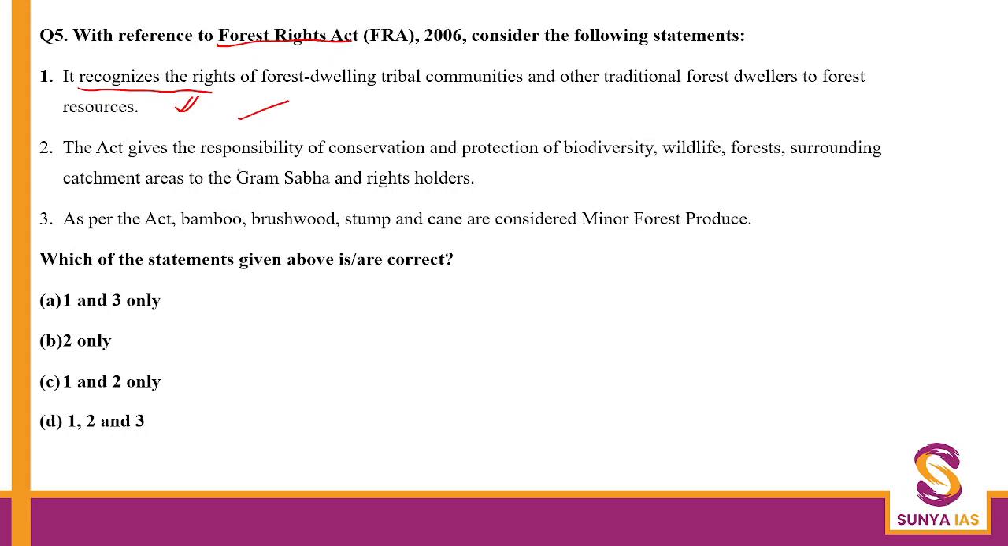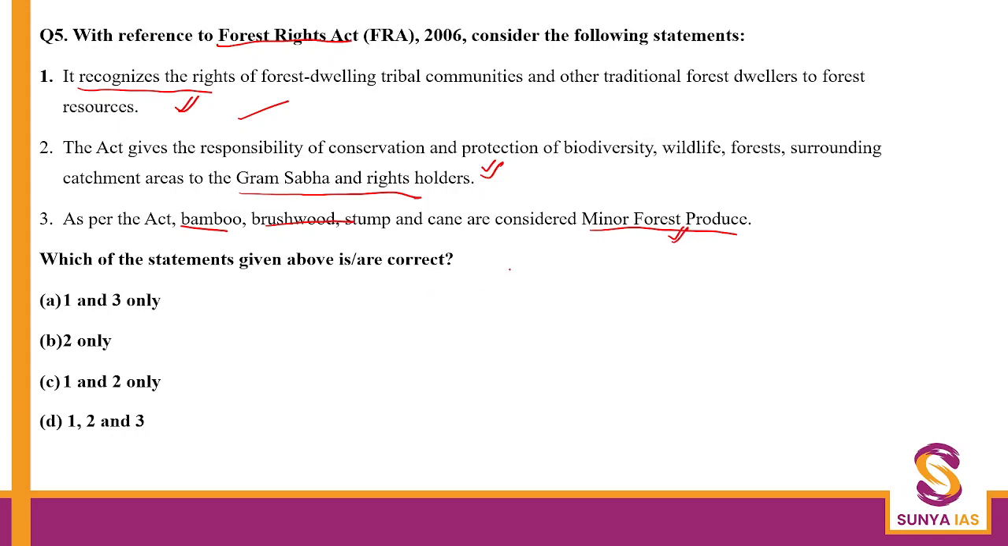Then the responsibility of conservation, etc., is with the Gram Sabha and the right holders. That also is true. Fine. And then bamboo, brushwood, stump, cane, etc. These are minor forest produce. This also is right.